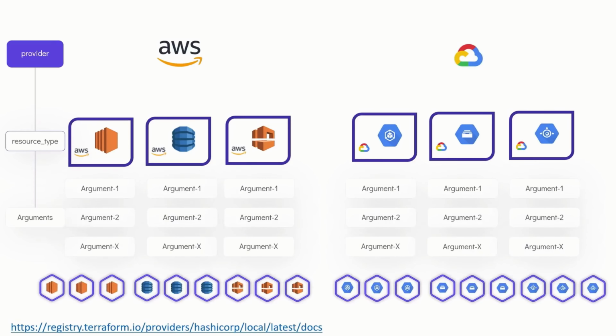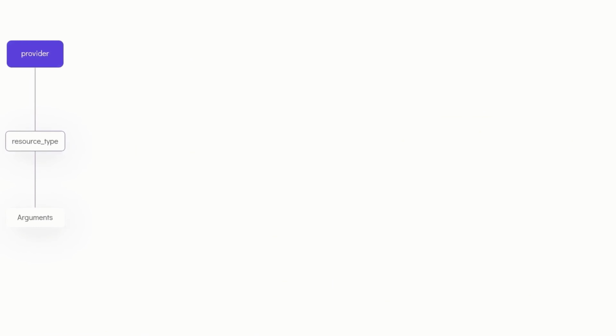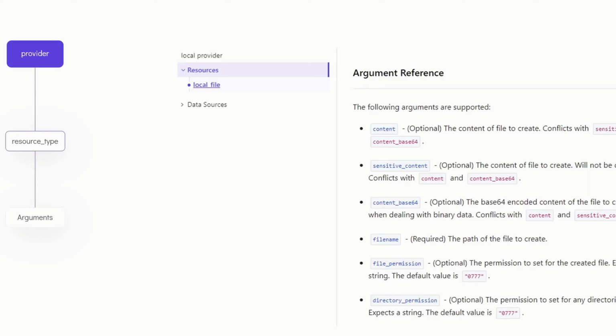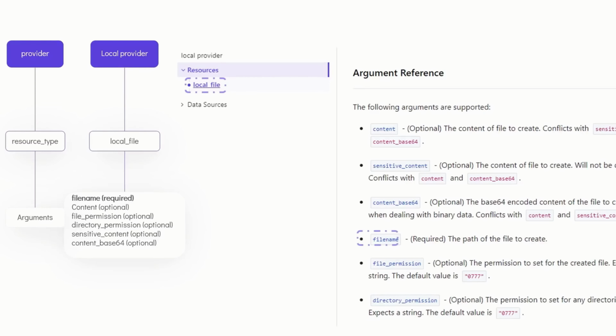It is impossible to remember all of these options, and of course we don't have to do that. Terraform documentation is extremely comprehensive and it is the single source of truth that we need to follow. If we look up the local provider within the documentation, we can see that it only has one type of resource called the local file. Under the argument section, we can see that there are several arguments that the resource type block accepts, out of which only one is mandatory, the file name, and the rest of the arguments are optional.